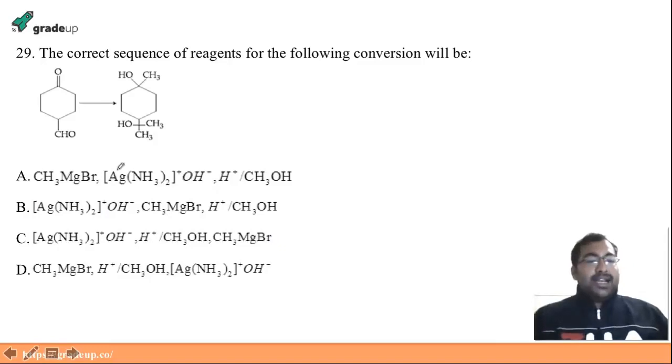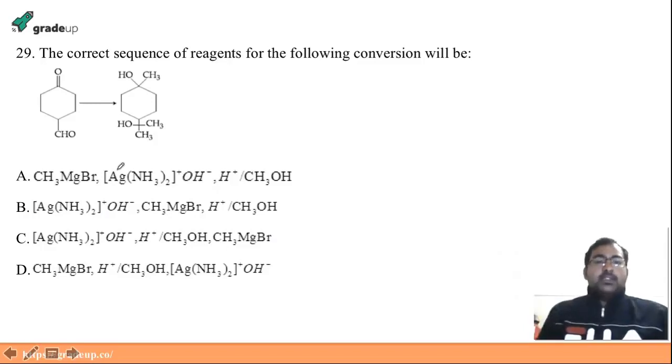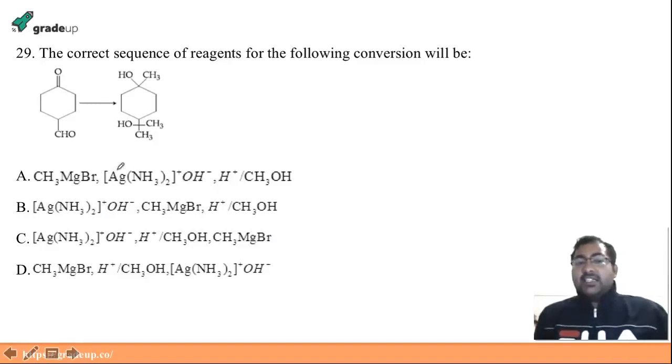So now the 29th question: the correct sequence of reagents for the following conversion will be. You need to stay calm for this question because the list of reagents is kind of long. Let's say we start with this Grignard reagent. If you put the Grignard reagent on this compound, what will happen? This Grignard reagent will attack here and try to add a CH3. But what will happen once you attack with the Grignard reagent?